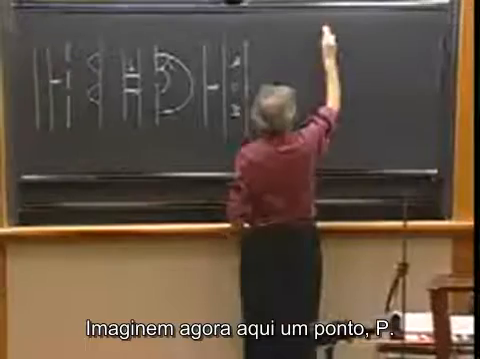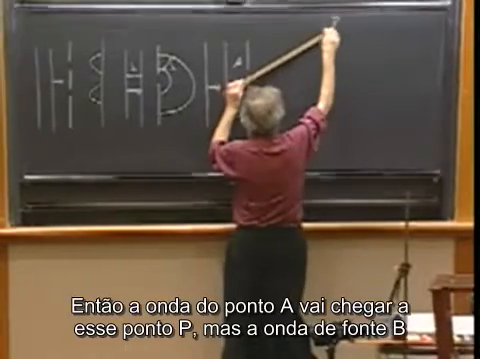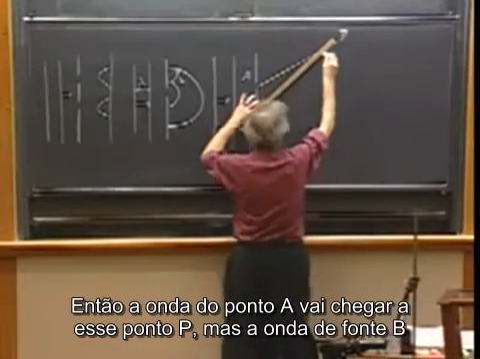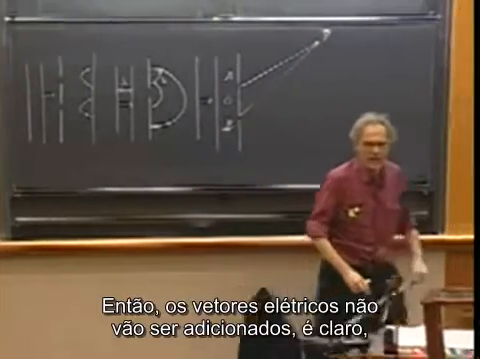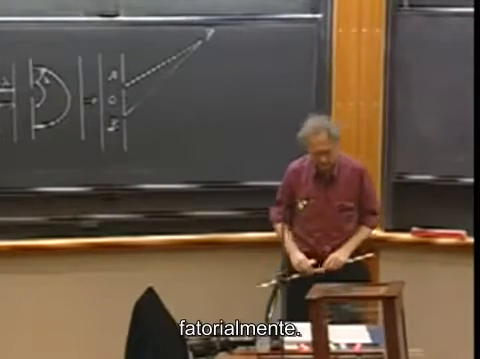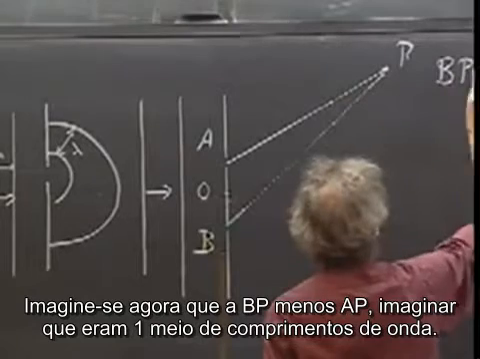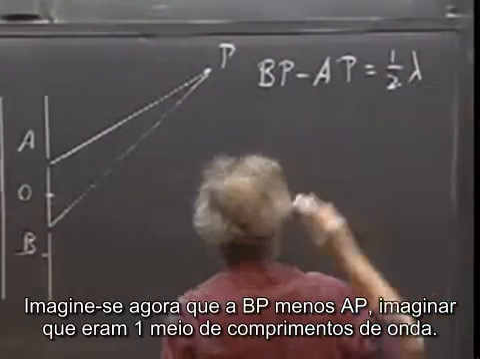Imagine now here a point P. And so the wave from point A will reach that point P, but the wave from source B will also reach that point P. And so the electric vectors there are going to be added, of course, vectorially. Imagine now that BP minus AP were 1/2 wavelengths.